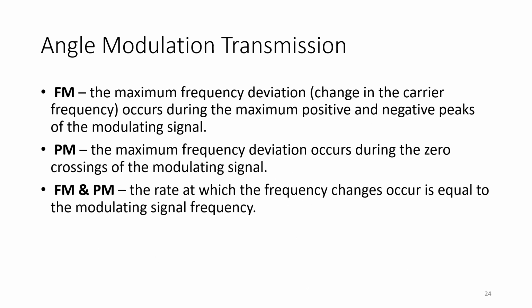For FM, the maximum frequency deviation, or the change in the carrier frequency, occurs during the maximum positive and negative peaks of the modulating signal. For PM, the maximum frequency deviation occurs during the zero crossings of the modulating signal. Both for FM and PM, the rate at which the frequency changes occur is equal to the modulating signal frequency. So it is the modulating signal frequency that dictates the rate at which the frequency changes. Just like in AM, it is the amplitude of the modulating signal that determines the envelope of your AM signal, so it changes the amplitude of the carrier signal. However, here it is the frequency that is being changed, but still by the modulating signal frequency.